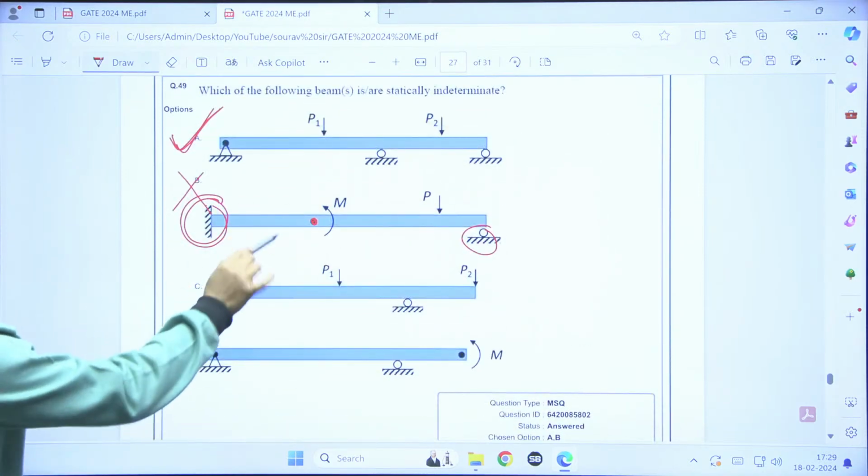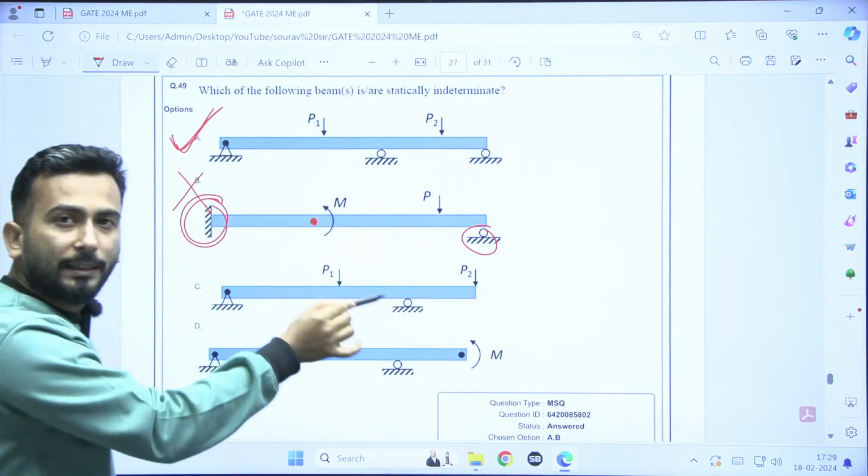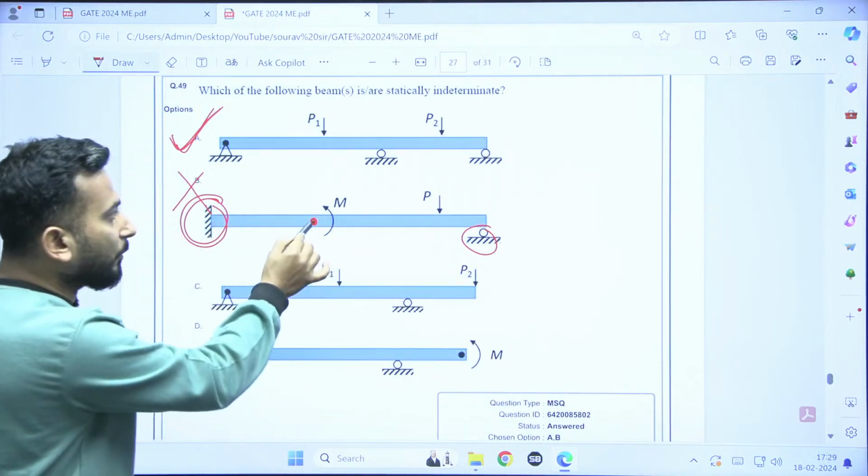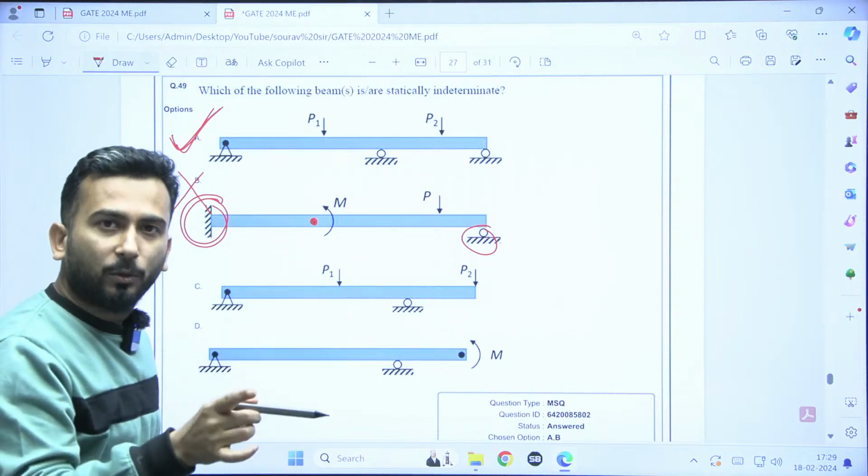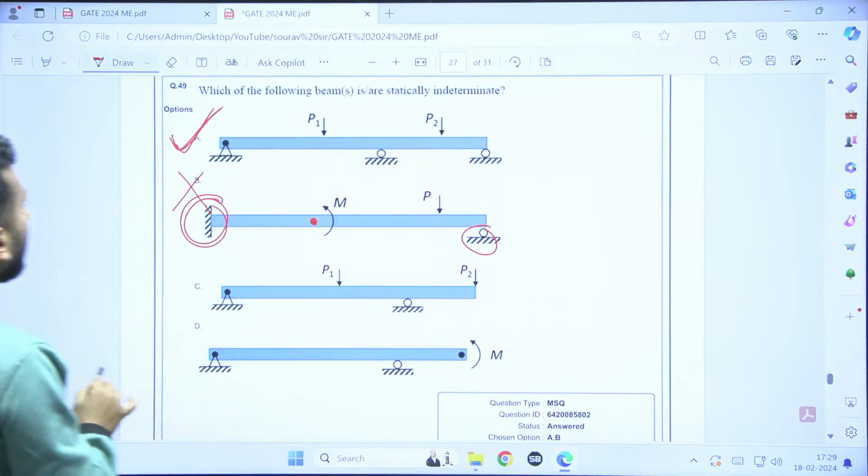Right? I hope this is clear. 4 unknowns are there, 3 equilibrium conditions and 1 hinge. So 4 equations, 4 unknowns, not statically indeterminate. Okay.